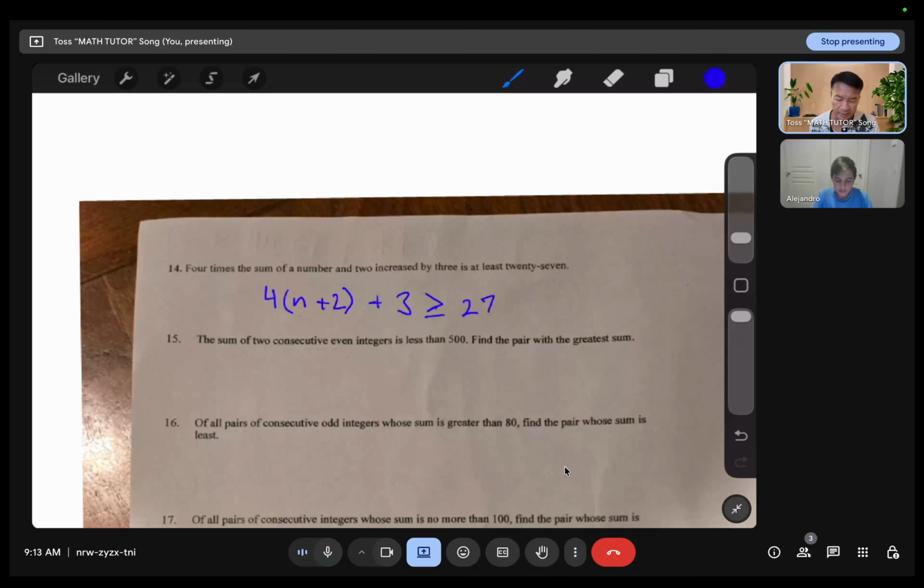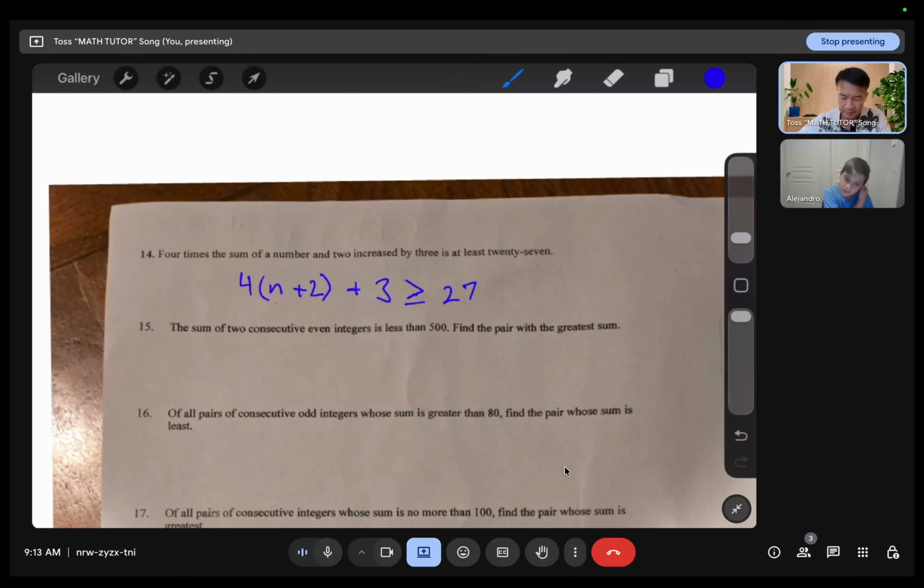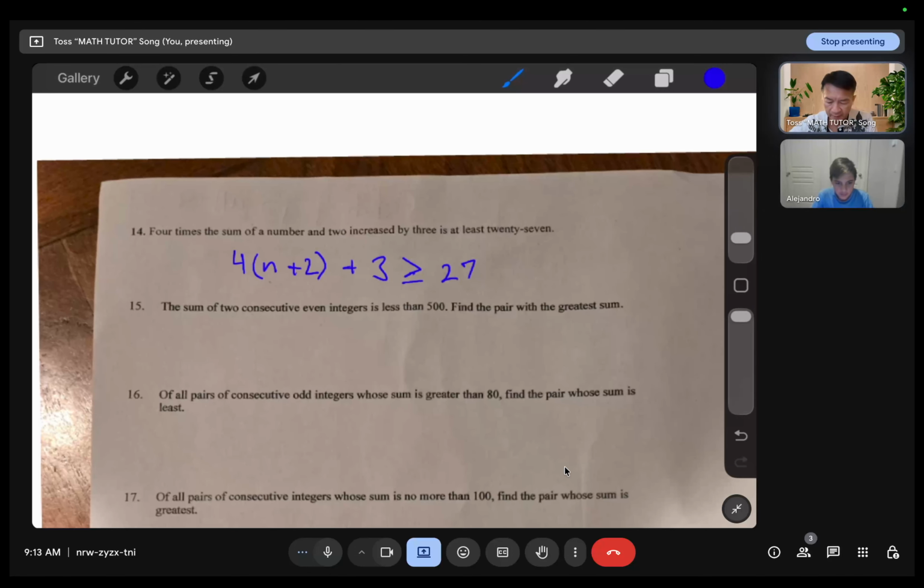Oh, I should have made it a little smaller, but it's okay. I'll write the word elsewhere. Yeah, that looks good to me. At least 27. Okay, 15.